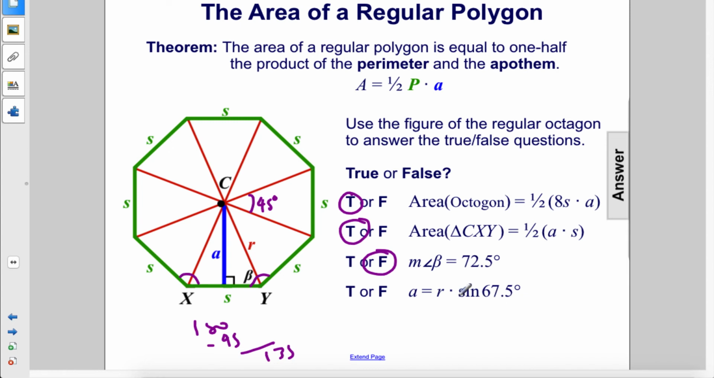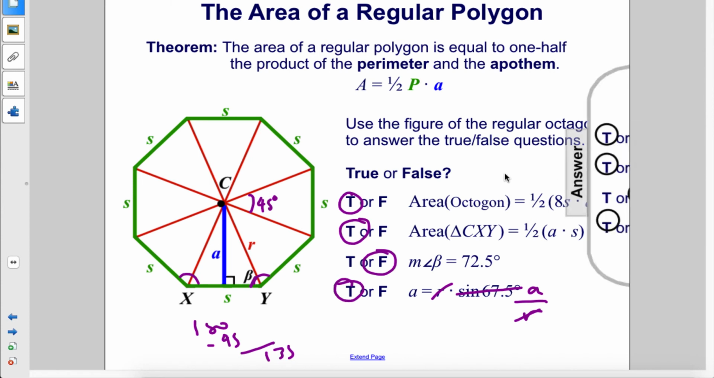All right, so what is the sine of this angle here? Sine is opposite over hypotenuse, so A over r. So if we replace that with A over r, these r's would cancel, and we would be left with A equals A, which is true. So those are our answers.